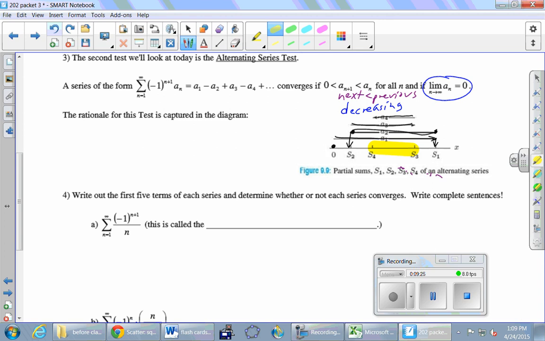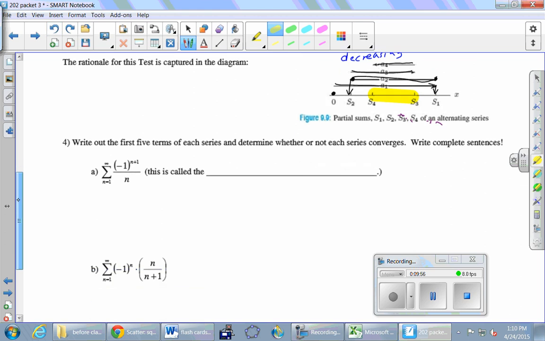The n plus 1 just makes the first term positive, starting at n equals 1. It doesn't matter. No problem. The a sub n plus 1 less than a sub n means the next one is smaller than the previous one. And that's this honing in.